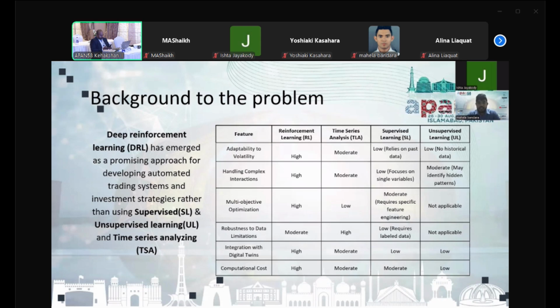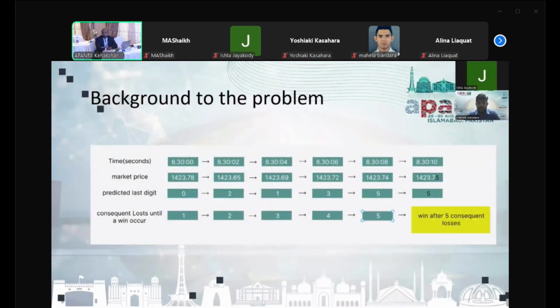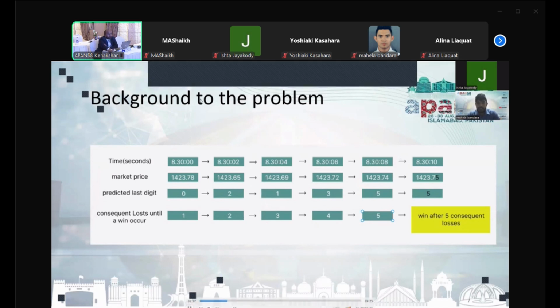From our research, we learned that reinforcement learning is better for trading markets than other methods like supervised learning or time series analysis techniques, as shown in the table. So, here's how digit trading works. The first row shows the time frame, updating every 2 seconds. The next rows show the last number of the market price and our prediction. After 5 tries, if our predicted number matches the actual last number, then we get a win after 5 consecutive losses.